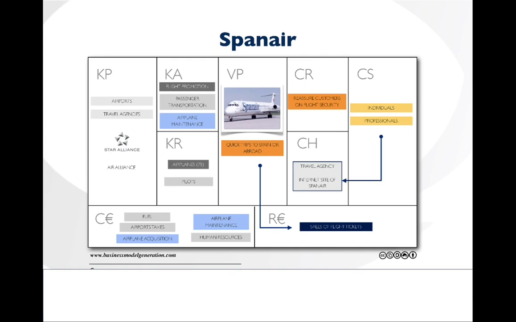And that's the business model canvas that highlights exactly what happened and where the problems were. So quick trips to Spain or abroad was the value proposition, individuals and professionals was the customer segment, but it fell down very much on the relationship and on the spiraling costs.